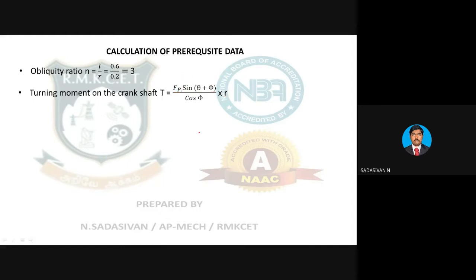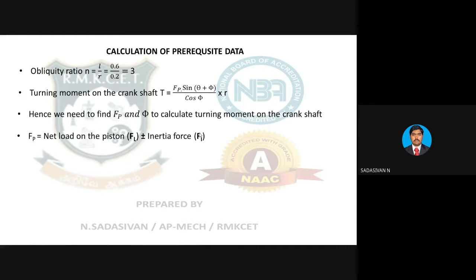Okay, first we will find FP and phi. So you have to find FP and phi to calculate the torque. FP is the net load on the piston. It's a horizontal engine, so W will not come here. So FP minus inertia force. That is the default minus. Keep it there, but just represent plus or minus in the formula. When you are using it with numbers, I'll put a default minus.